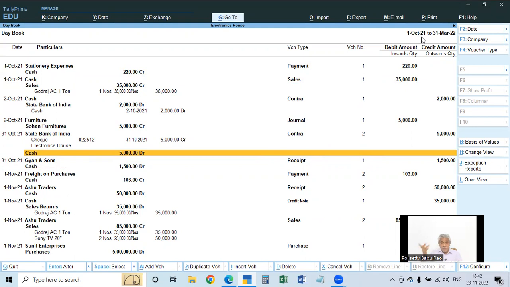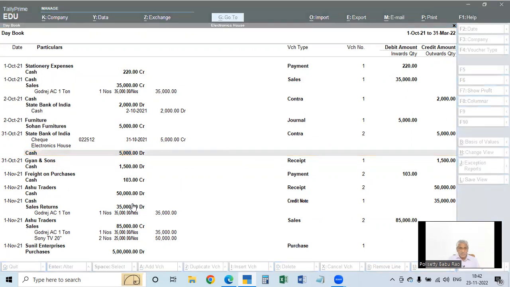and further reports will be shown from 1st April to 31st March. In this case, we recorded only from 1st October. So the cash book and day book will show only from 1st April. You see here, in the case of cash, okay.